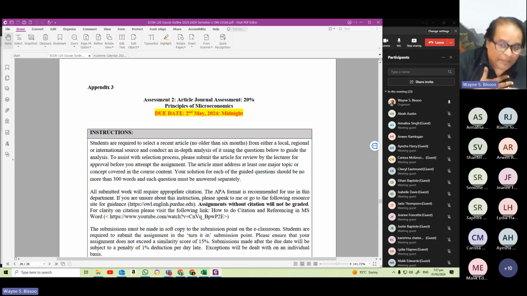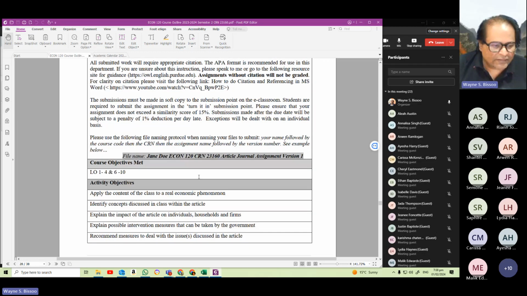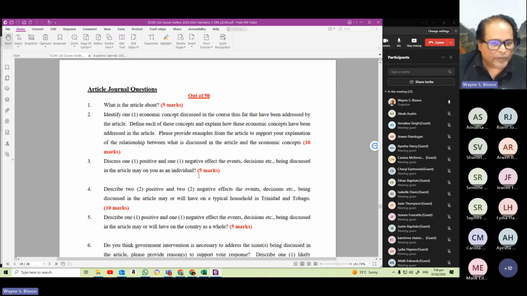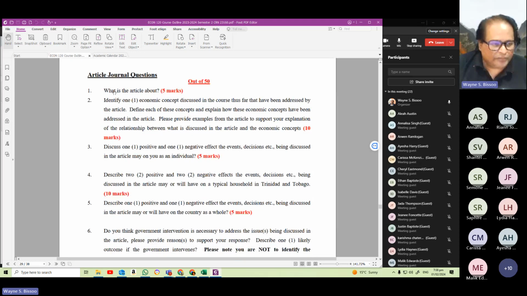You have to pass it by me first to approve it, because I don't want you writing up a journal with it having no relationship to economics or very little relationship to economics. And then you're going to write up your analysis of that article using these questions here to guide your response. So the first question, of course, what is the article about, is really a summary of the article.